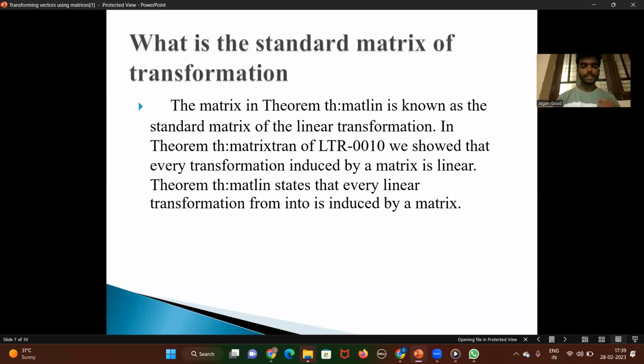Every transformation induced by a matrix is linear. The theorem states that every linear transformation from R^n into R^m is induced by a matrix. The matrix in the theorem is known as the standard matrix of the linear transformation.